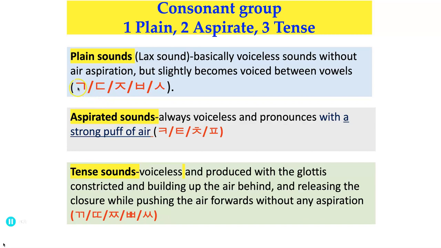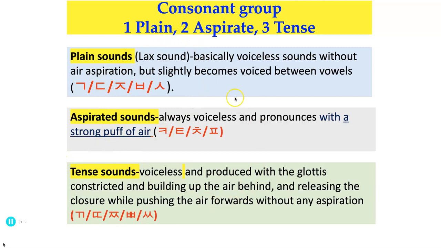And if you add one more stroke to a plain sound, it becomes an aspirated sound. These are always voiceless and pronounced with a strong puff of air. 크, 트, 츠, 프. And by doubling the same letters of the plain sound, it becomes a tense sound. What is a tense sound? It's basically a voiceless sound produced with your glottis constricted, building up the air behind and releasing the closure while pushing the air forward without any aspiration. 끄, 뜨, 쯔, 뿌, 스.